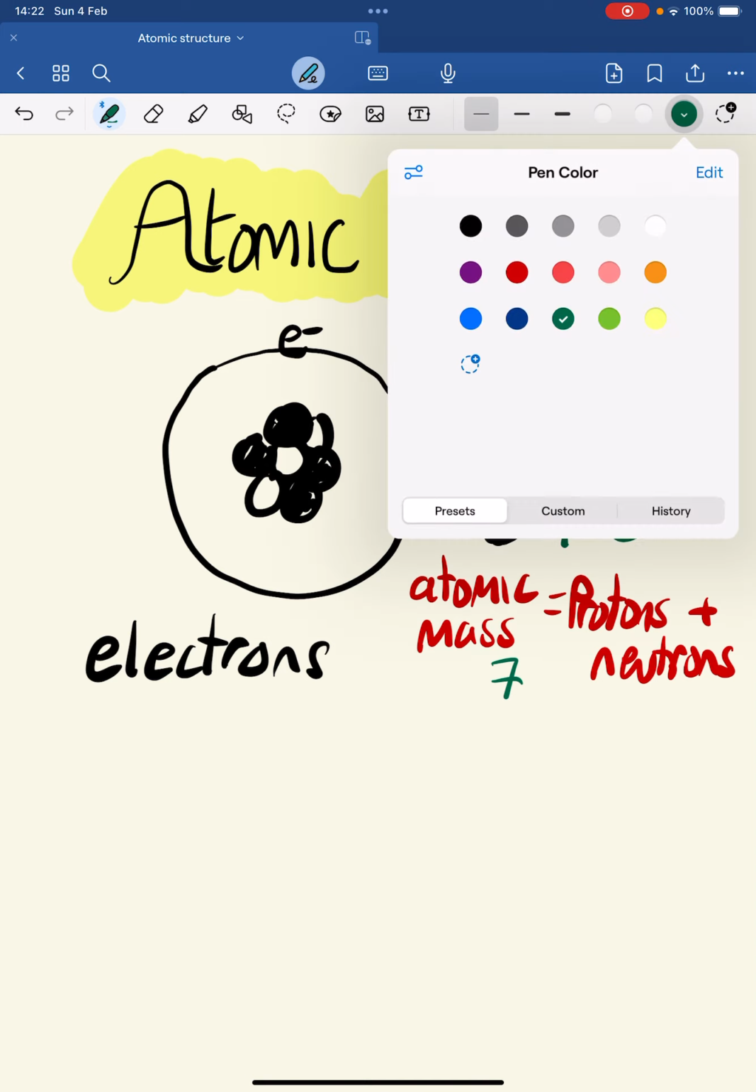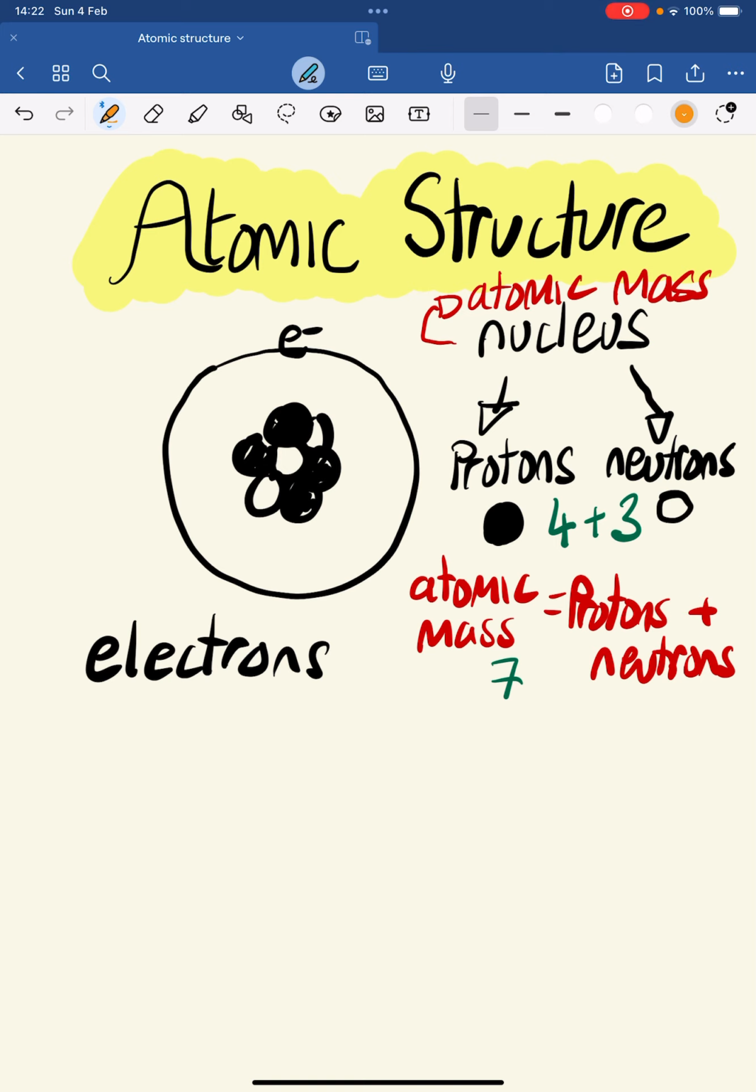We've got to know then that both protons and neutrons have a relative mass of 1 each. So when our mass comes through, each of the protons and neutrons have a relative mass of 1 of that 7. Electrons have a relative mass, but it's tiny. We should never say 0 on the exam. We'll just say it's 1/2000th of a proton or a neutron. So they are very, very small.